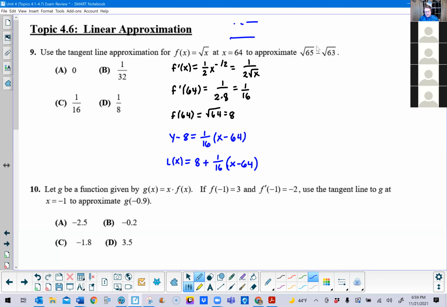All I want here is for you to find what L of 65 and L of 63 would be and subtract them. Normally, I think in most of the homework that you've done, you've only had to find one value and you were done. We pulled a fast one on you. You've got to find 2 of these here. So L of 65 would be 8 plus 1/16, and then 65 minus 64, that's just 1, right? So 8 plus 1/16. Okay, well, we're going to have to get that written as an improper fraction.